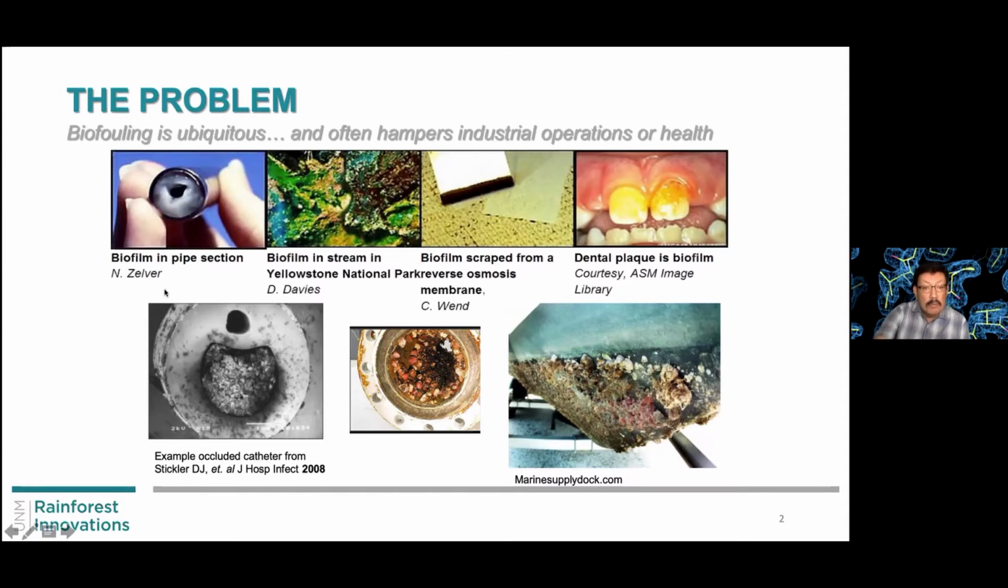Here you see, for example, a biofilm in a section of pipe. You can also see a natural biofilm that occurs in streams in Yellowstone National Park, on the surface of teeth, in industrial seawater cooling plants, here on the bottom middle, and on the surface of ships. What I've been asked to focus on today is the problem of biofouling of urinary catheters. That's shown here on the bottom left.